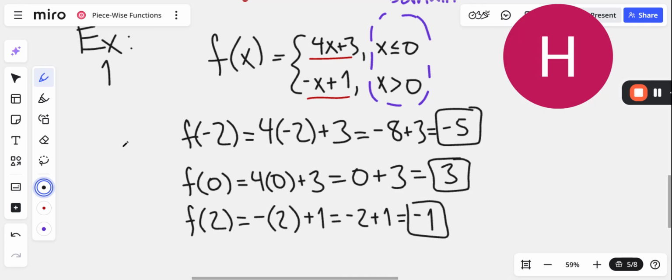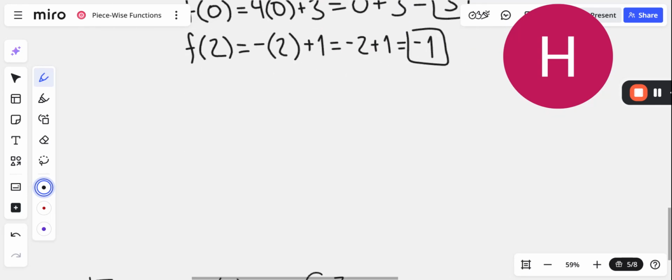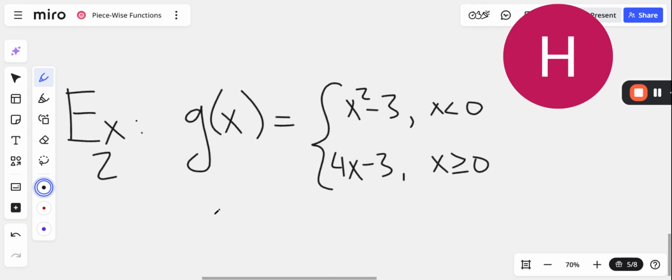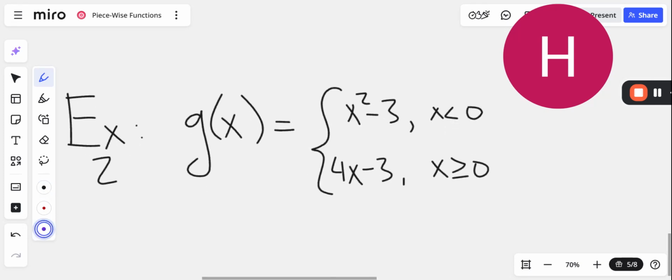That was fairly straightforward, and the graph would just consist of two lines that seem to be kind of split. If we look at the next example, we have a new function, g of x. And again, you want to pay close attention to these domains. Sometimes, if they try to be kind of tricky, they might skip some values. So you need to be sure that these two pieces are covering all values of x. What do I mean by that?